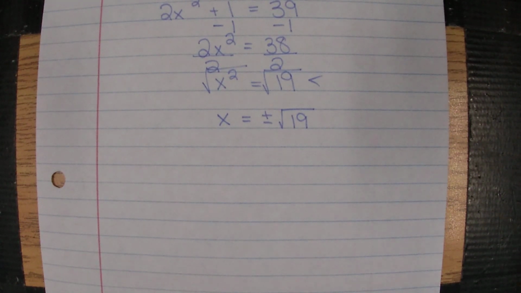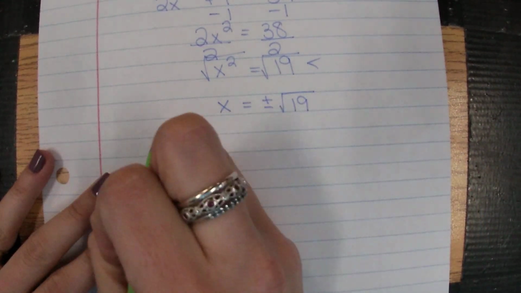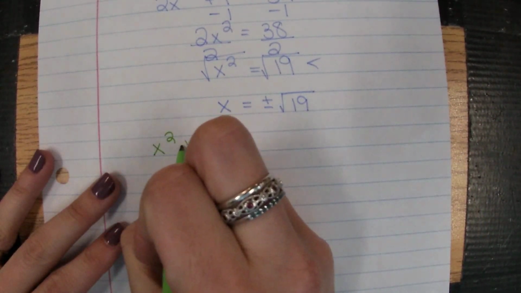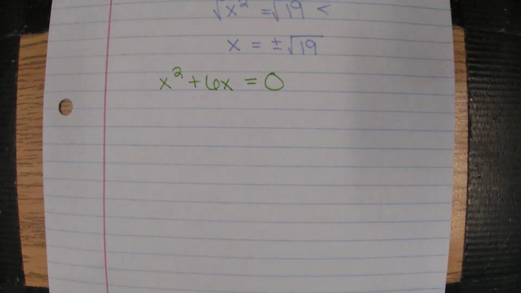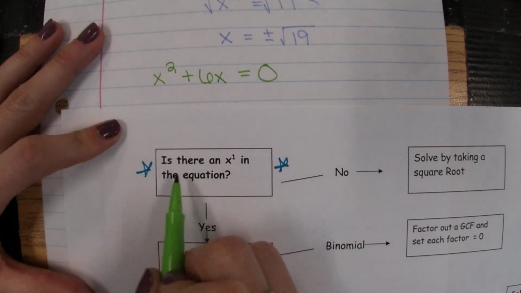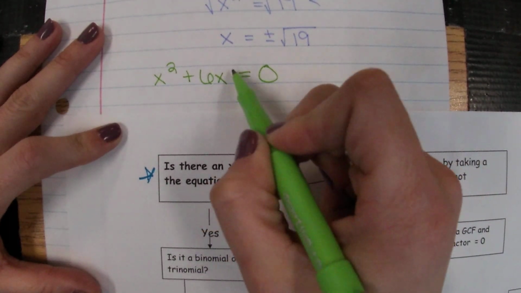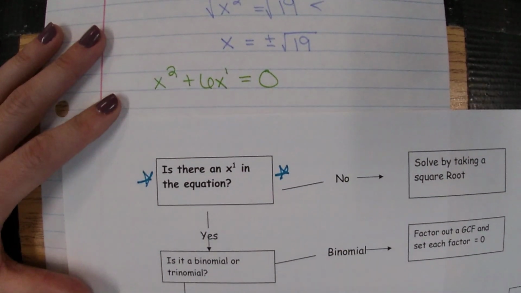Okay, so let's look at another one. Again, I just want you to get used to how you would use this list. So let's say we had x squared plus 6x equals 0. So again, if we look here, is there an x to the first power in the equation? Yes, right here there is. So we're going to follow now the yes line.